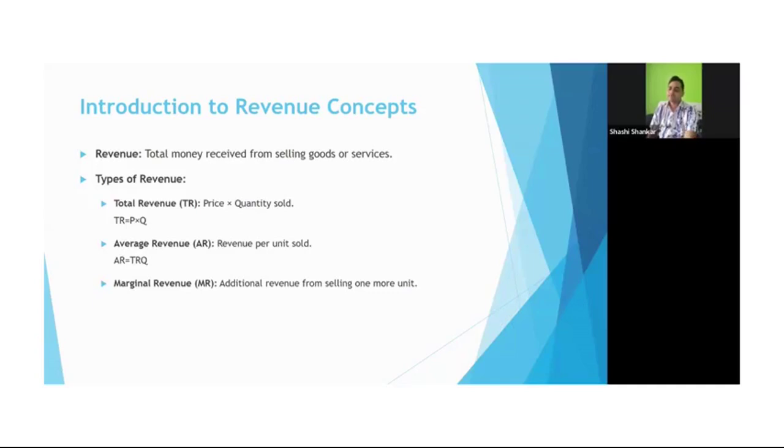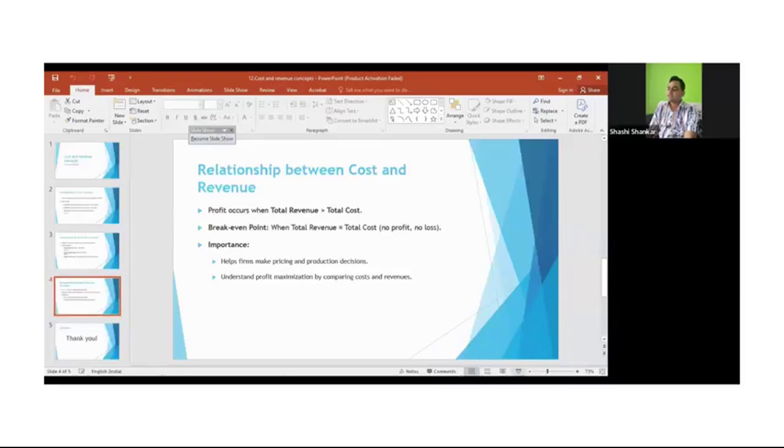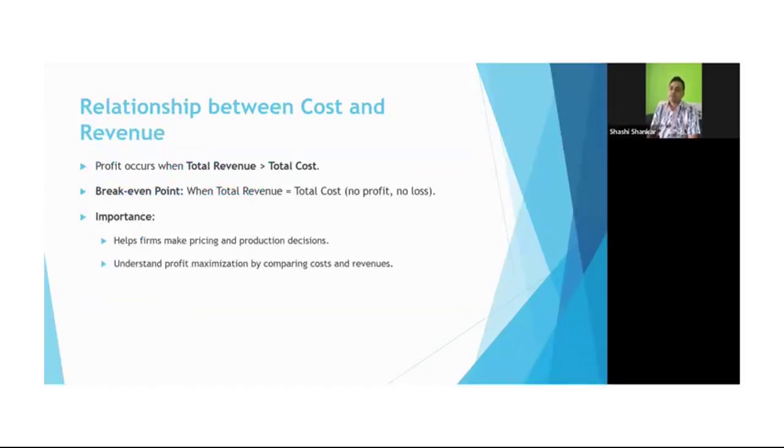All right. Now coming to the point on relationship between cost and revenue. What is the relation between cost and revenue? Profit will happen only when total revenue is greater than total cost. Total revenue minus total cost is equal to profit. So always, if revenue is greater, then only profit occurs.